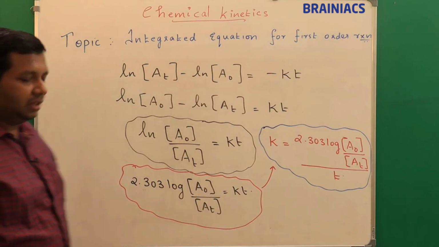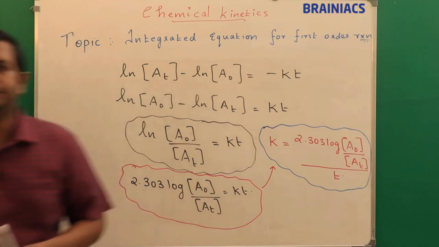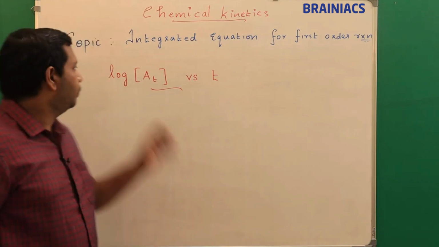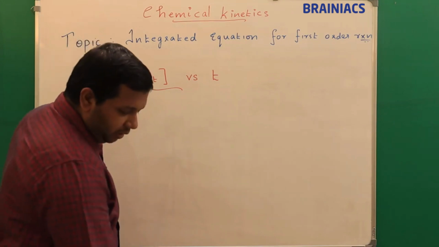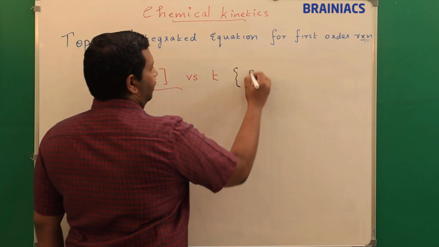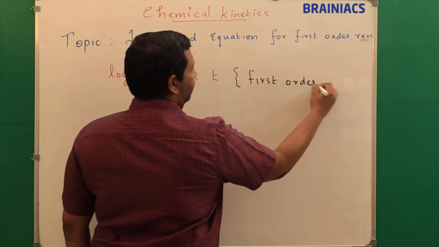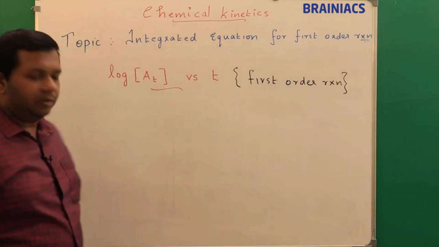Now let's try to see the various graphs involved in this derivation. Okay. So next we will try to see the derivation of log a of t versus t for a first order reaction. So I will mention here, this is for a first order reaction. Okay. Now can you tell me the equation?